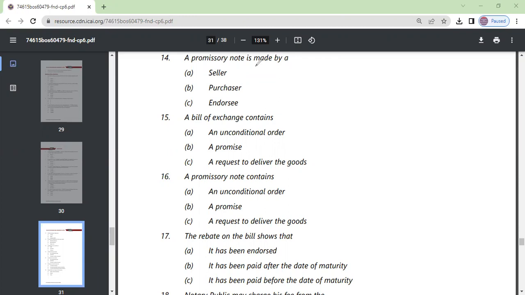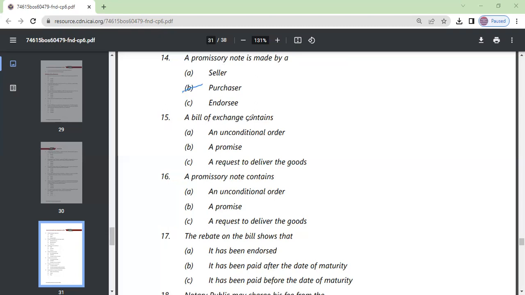Got it? So a promissory note is prepared by the debtor or purchaser. Okay, now select the option. A promissory note is made by the purchaser, not the seller and not the endorsee, in these options.